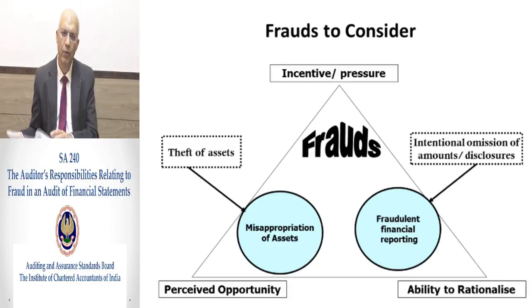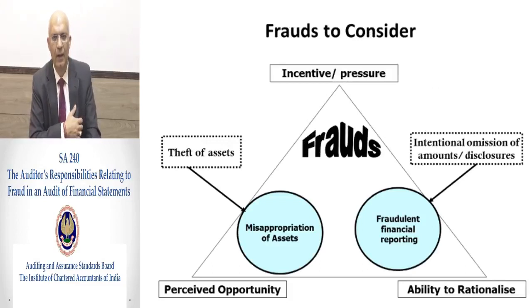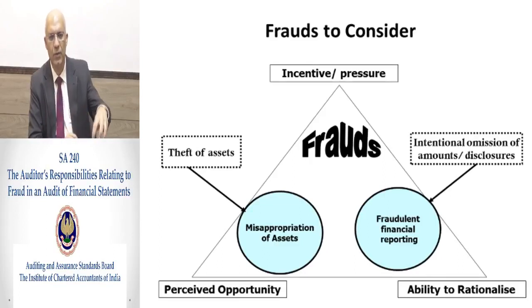Before we go on to understanding fraud, it's also important to understand the fraud triangle. These are some of the fraud risk factors of the fraud triangle. There's always some incentive or pressure, depending on whether it's the employees or the management, to commit a fraud. There is an opportunity, and then there is an ability to rationalize also.